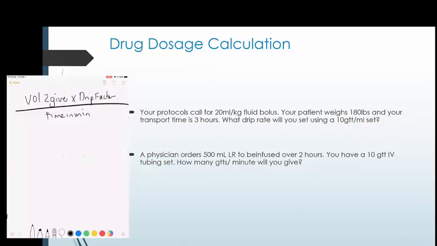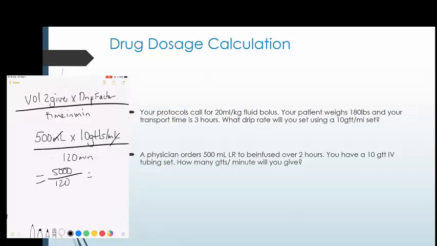Your next one. A physician orders 500 milliliters lactated Ringer's to be infused over 2 hours. You have a 10-drop IV tubing set. How many drops per minute will you give? So volume to give is going to be 500. So we plug that in, times our drip factor, which is going to be 10. And we're going to divide that by 2 hours' worth of minutes, which is 120. So 500 times 10 divided by 120 gives you 41.6, which will round to 42 drops per minute.